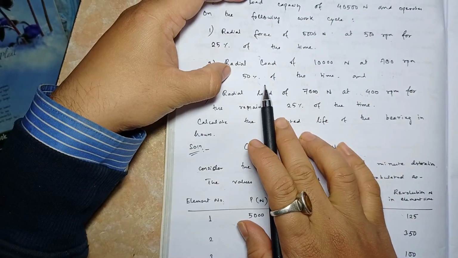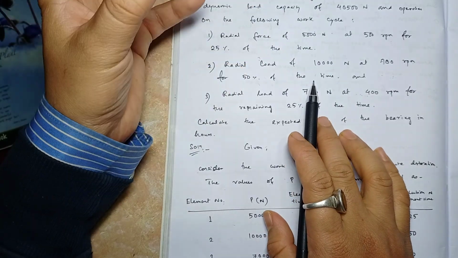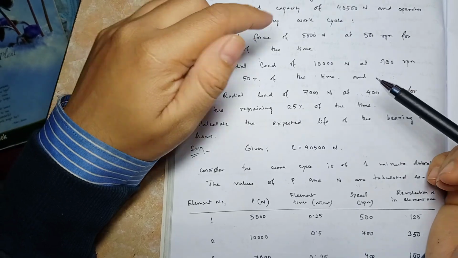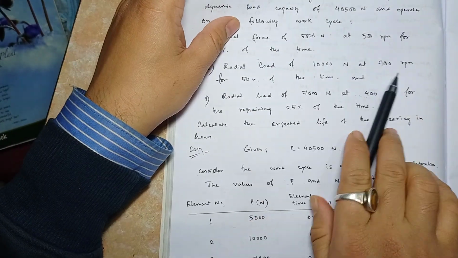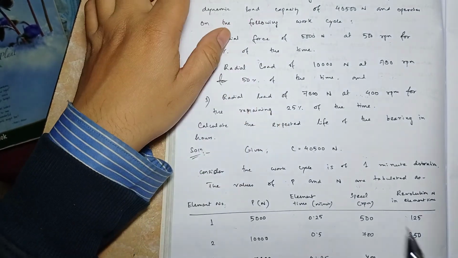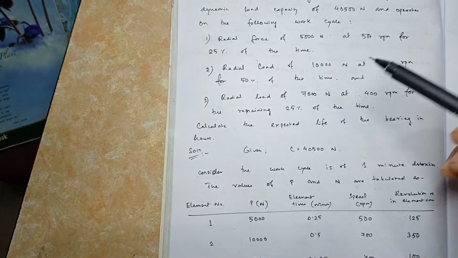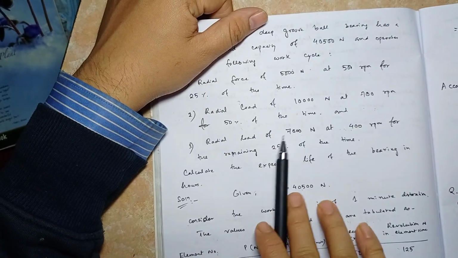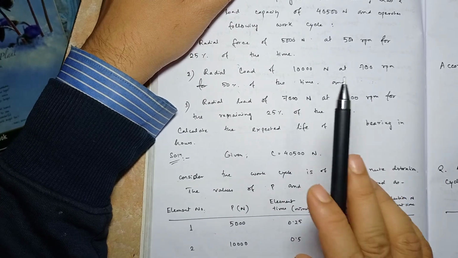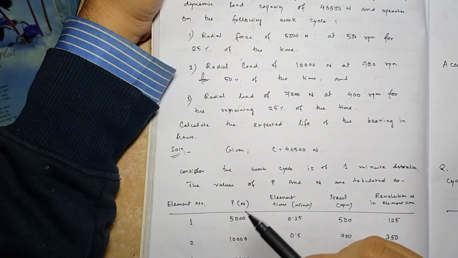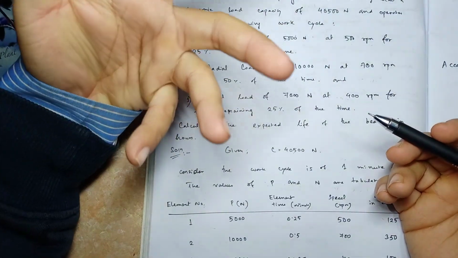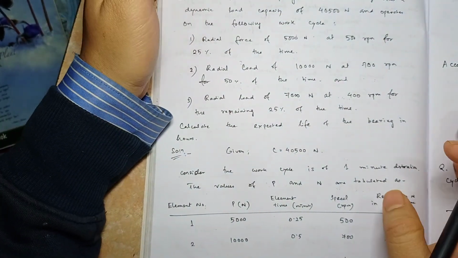Then for 50% of 1 minute, that is 30 seconds, this is 10,000 and 700. And again the remaining 25% will be 15 seconds. For 15 seconds this is the load, for 30 seconds this is the load condition, and for 15 seconds this is the load condition. That is only if your time is 1 minute. If your time is more, say 2 minutes, then this will be double. We'll have to find out for 2 minutes, 3 minutes, whatever.